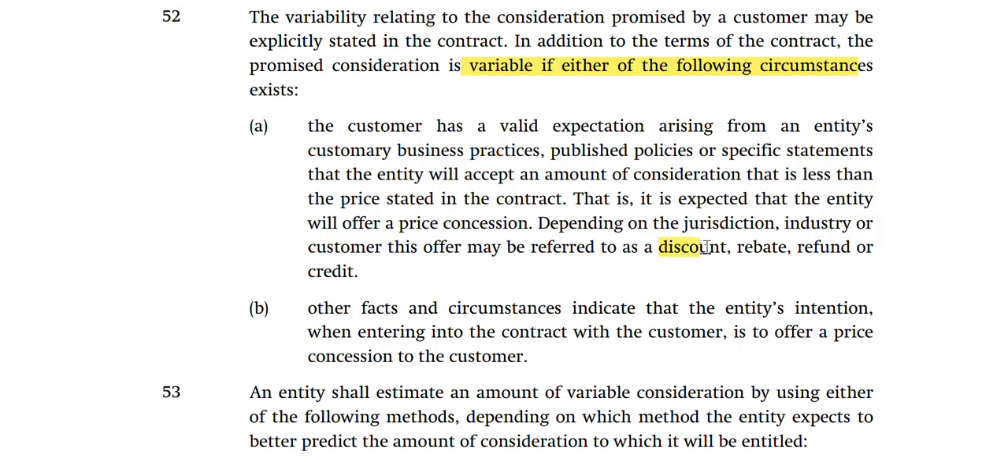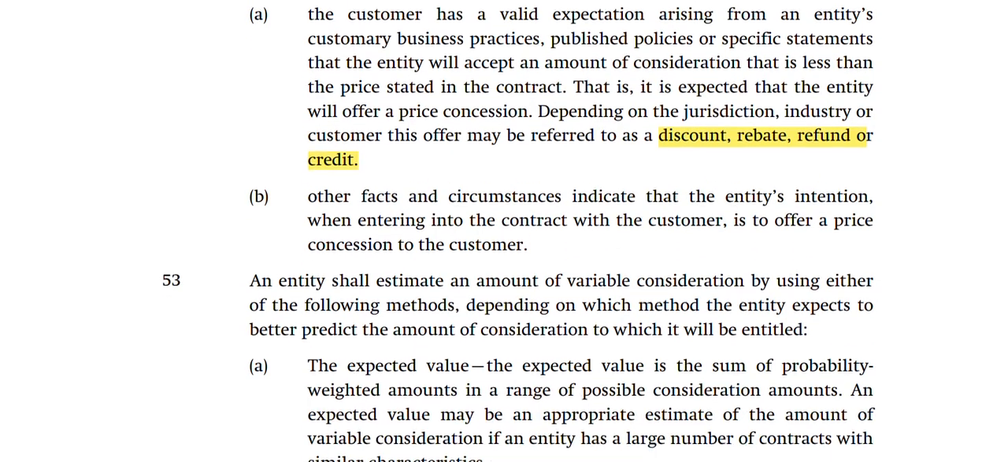So, discounts, rebates, refunds, or even credits, they are part of what we call variable consideration. So if the customer is expecting to get a discount, rebate, refund, or credit, then in that instance, we are saying that they are getting variable consideration. Other facts and circumstances indicate that the entity's intention when entering into the contract with the customer is to offer a price concession to the customer. Now let's look at paragraph 53.